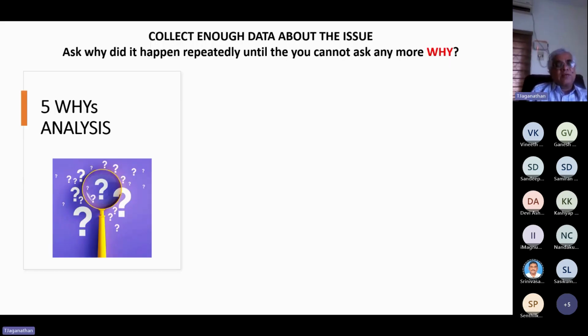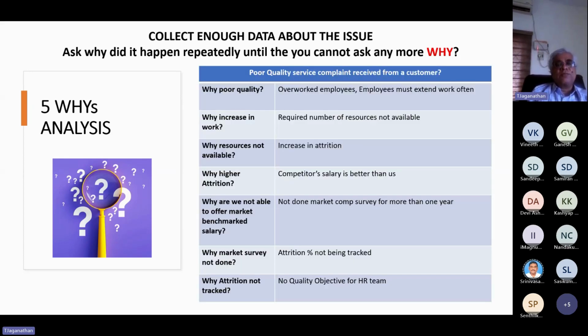5 why analysis: first, ask why did it happen, repeatedly, until you cannot ask any more why. Then you would have found out the root cause. That is what Toyota has said. I try to extend it: why stop with the 5? Toyota said ask 5 times why and you will find the root cause, but I'm saying even if it is 7 or 8, until you cannot ask any more why, then only you would have found the root cause.